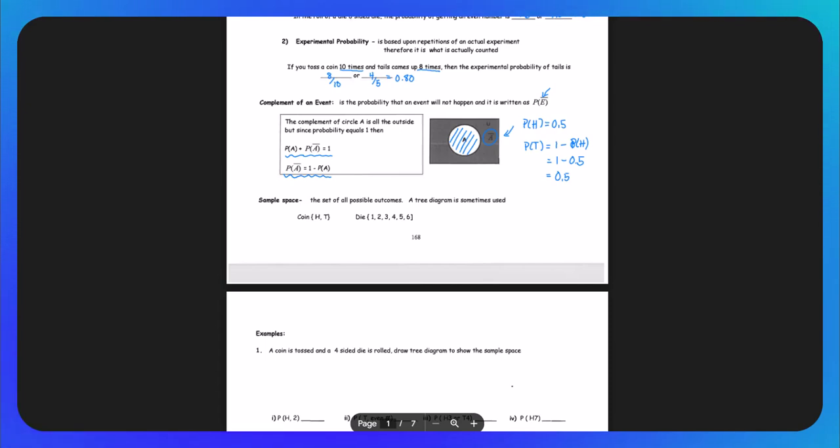Now, the next definition is sample space. The sample space is the set of all possible outcomes. For instance, we often use tree diagrams to help us build the sample spaces. For example, here we have the sample space of a coin toss. Well, we know it's a head or a tail. And then we have the sample space of a die, which is singular for dice, by the way. And there are 6 outcomes, namely 1, 2, 3, 4, 5, and 6.